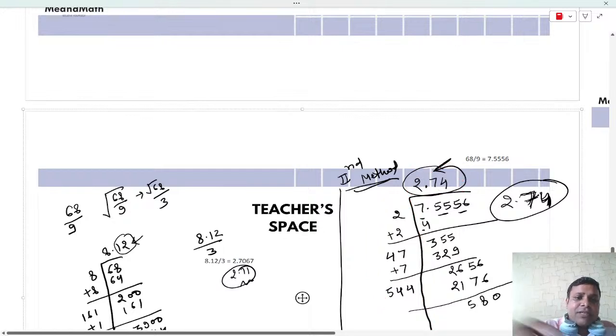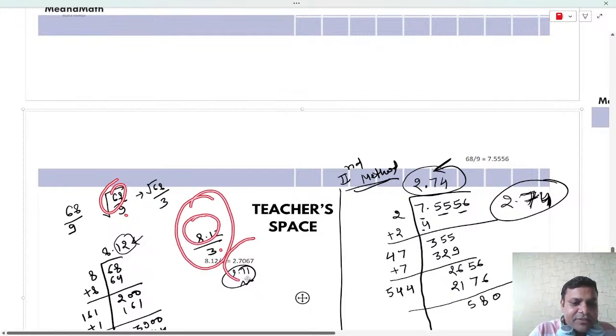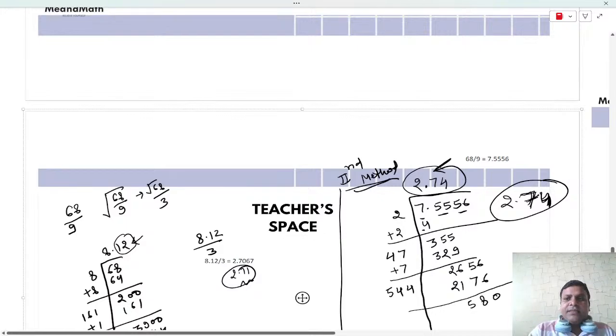There is another method, in which we solve both numerator and denominator individually. So root 9 is 3 and root 68 is 8.12. Now divide it. After division you will get the answer 2.71. Okay, so this is here.